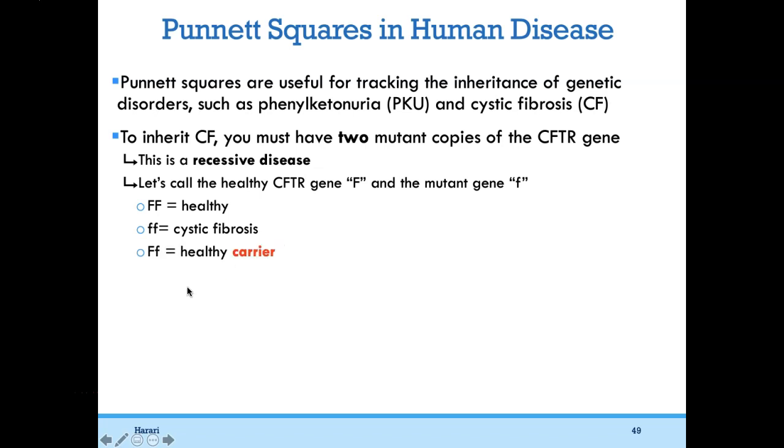If you're big F, little f, you're healthy, but you're a carrier. So what that means, you carry an allele for the disease. So this person is healthy, but some of his or her gametes will have this little f allele, which is the mutant CFTR gene that can cause cystic fibrosis. So a heterozygote is called the carrier in the case of diseases.